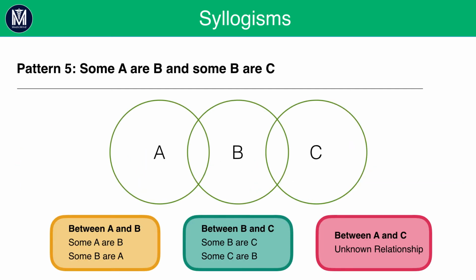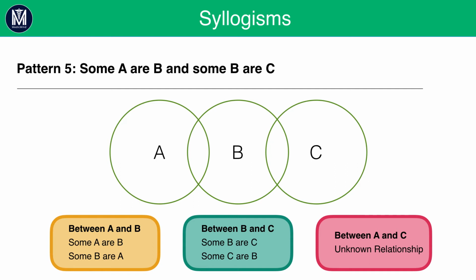Pattern 5 now. Some A are B and some B are C. Now it is getting a lot more complicated than before. There are 3 different items here, and if you look at the statement, you can see why it's so important to draw a Venn diagram here. Just when I've drawn the Venn diagram, I can see straight away that A and C are far away from each other. Therefore, it's an unknown relationship. There could be a relationship between A and C, but we don't know for sure. We know that there is a relationship between A and B and a relationship between B and C.